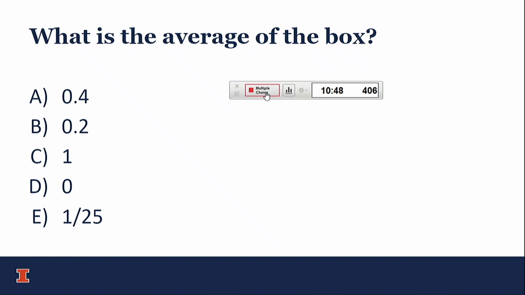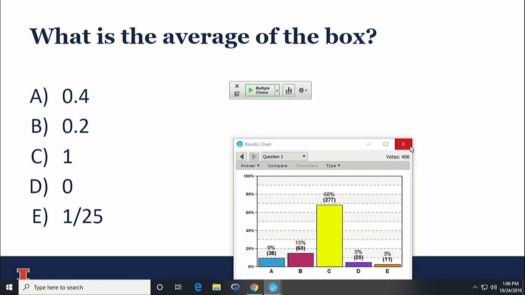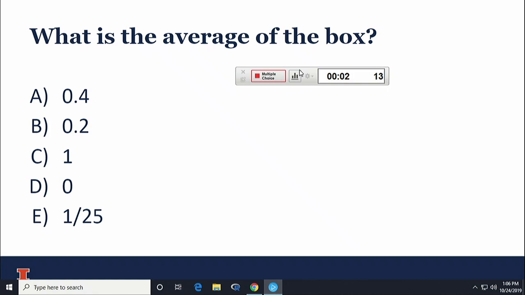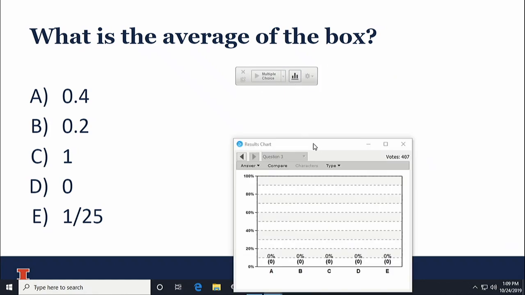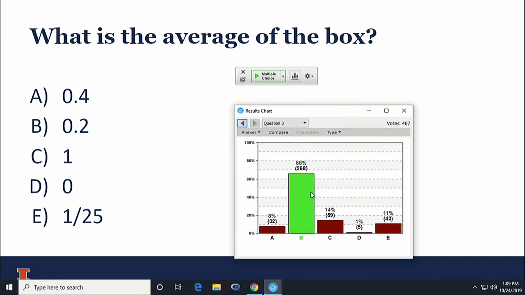Let me close this. Stopping that, we can see most people said C for the random one. Okay, what is the average of the box? So this one, I see the right answer. I know there's one. So you'll have to draw your box first and then find the average. And it looks like most people said B. But a lot of people said the other ones too.